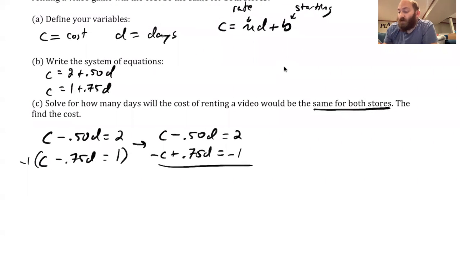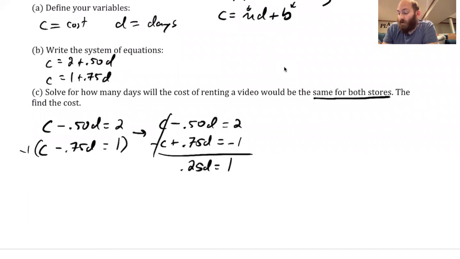Okay. So now I've multiplied everything in that second equation by -1. We can cancel out the c values there. I have -0.5 plus a positive 0.75, which gives me a positive 0.25d. 2 minus 1 is 1. From here, I divide both sides by 0.25, and d comes out as 4.